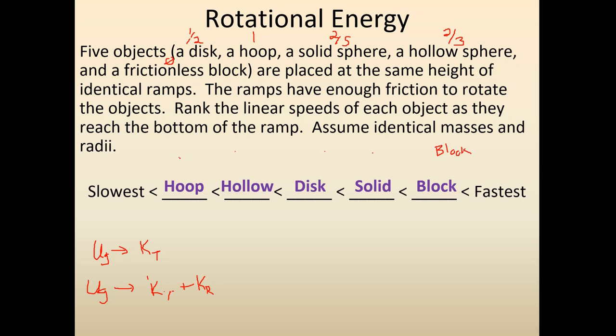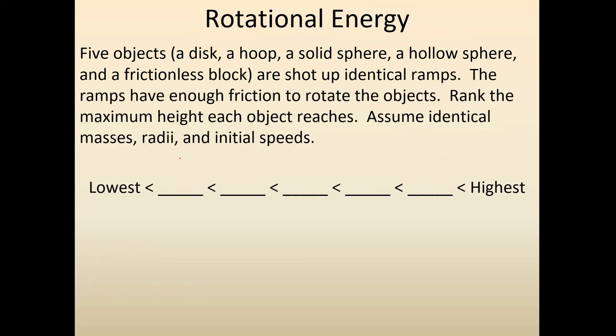And that's exactly what we see here. So what I did was I just took the block, the only one that's not rotating, compared it to what would happen for anything that rotates, and used that to figure out whether it was the fastest or slowest. And then from there, I could just rank their rotational inertias. All right. Here's the next one.